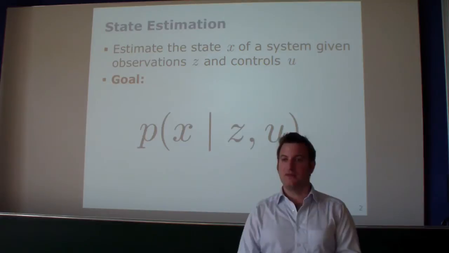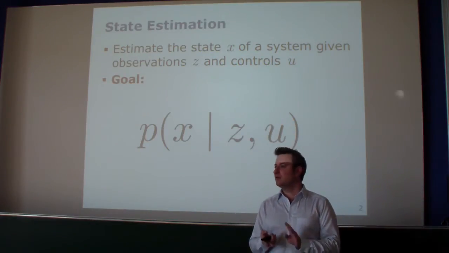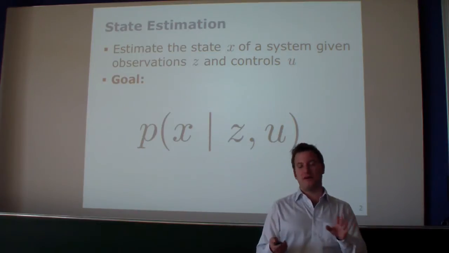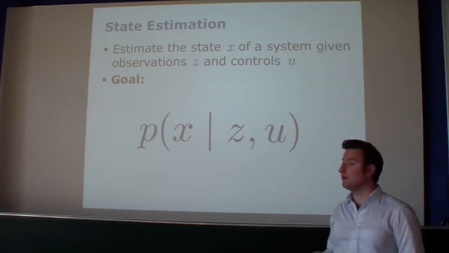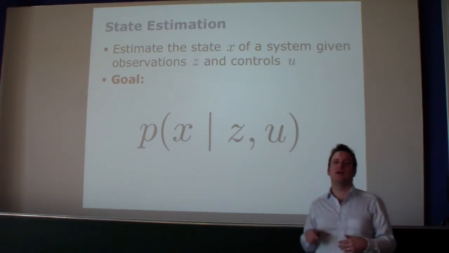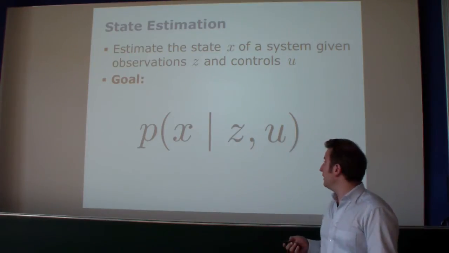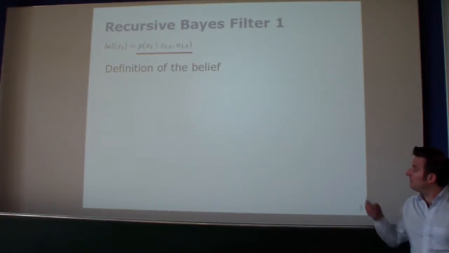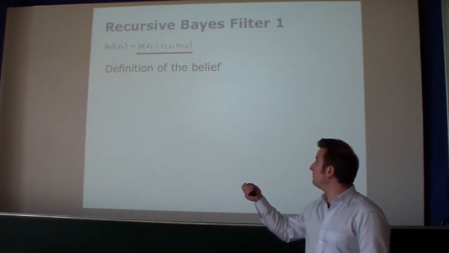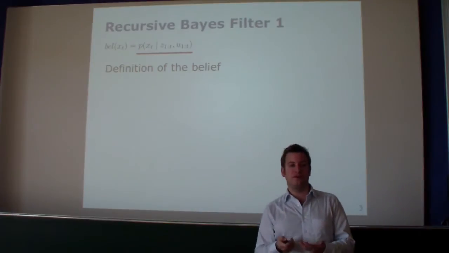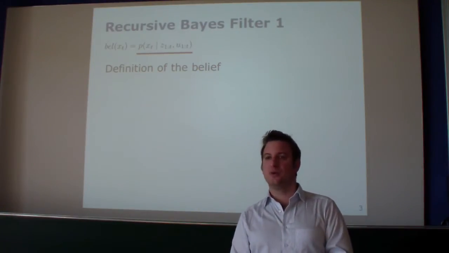So the probability distribution would be the state of the system given the observations and the controls. It's all about estimating this quantity. This term is also sometimes called the belief of the system. So given the information the system has, it is the belief about where it currently is. So we have the belief about x_t, the current state of the system at time step t, which is a probability distribution over the variable x_t given all the previous observations and controls we obtained.